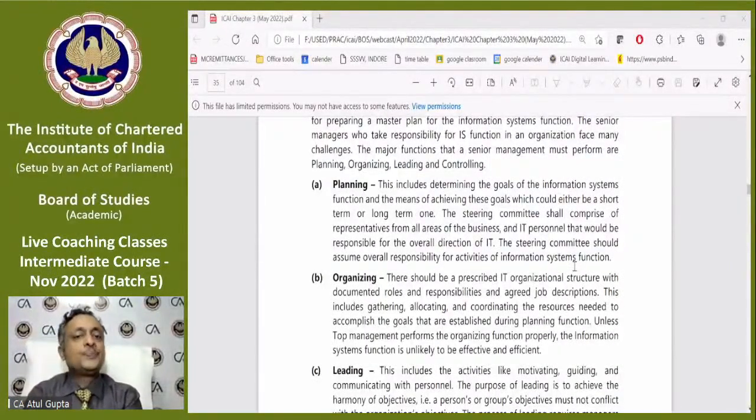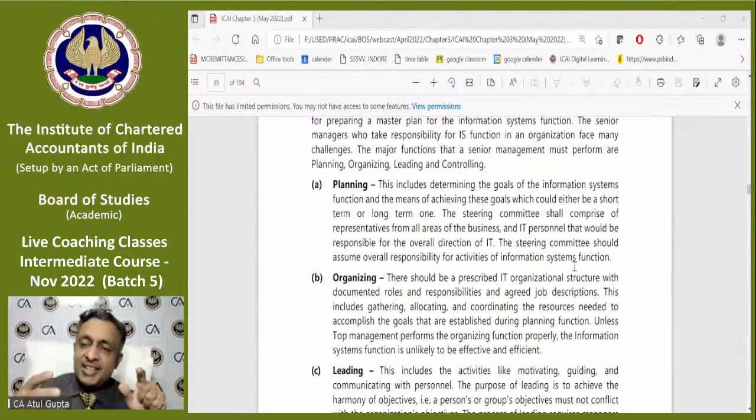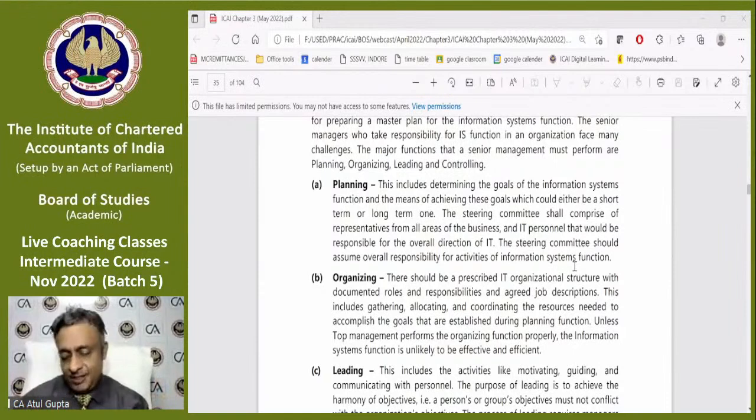I'll surely do. So planning includes determining the goal of the information system function, what it wants to achieve. Let us do a very practical exercise. I'm giving you a question. Keep the question with your tag and then answer from your understanding. I'll tell you what exactly the question is.